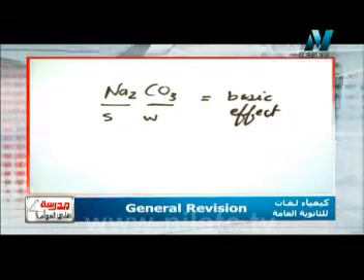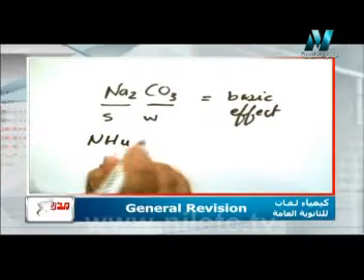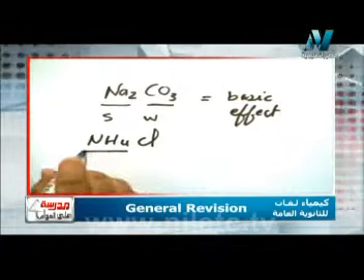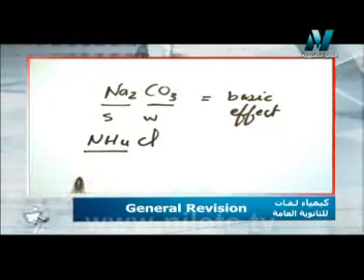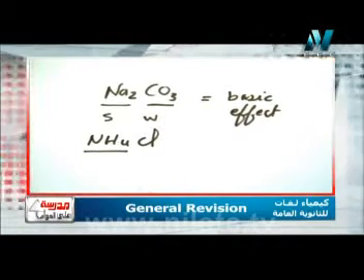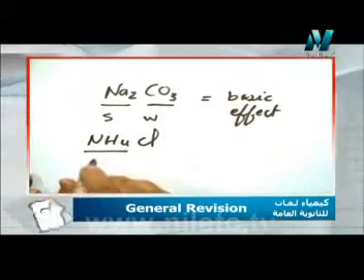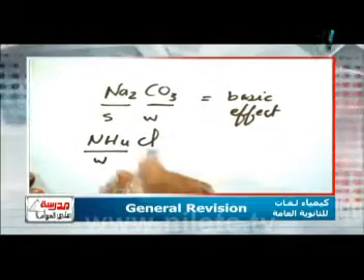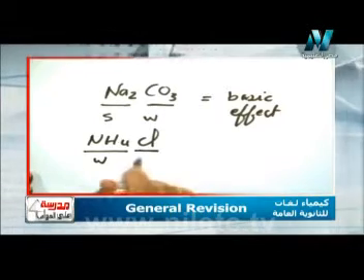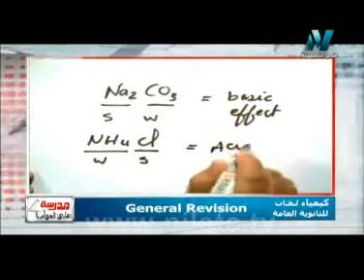This is about how to choose. Ammonium chloride, another salt. The first one, ammonium: I said that the strong bases will be sodium, potassium, calcium, magnesium. Ammonium is not strong, it is a weak base, comes from ammonium hydroxide. And chloride comes from hydrochloric acid, a strong acid. So the salt will have acidic effect.